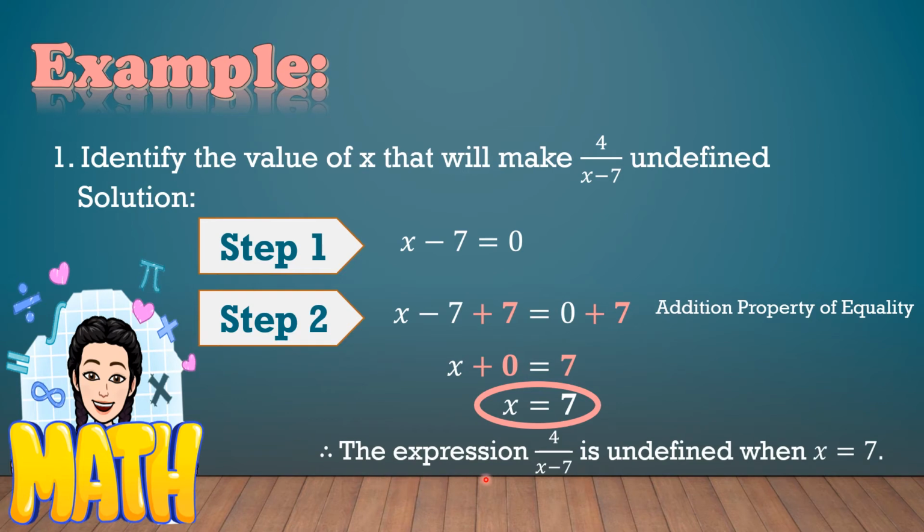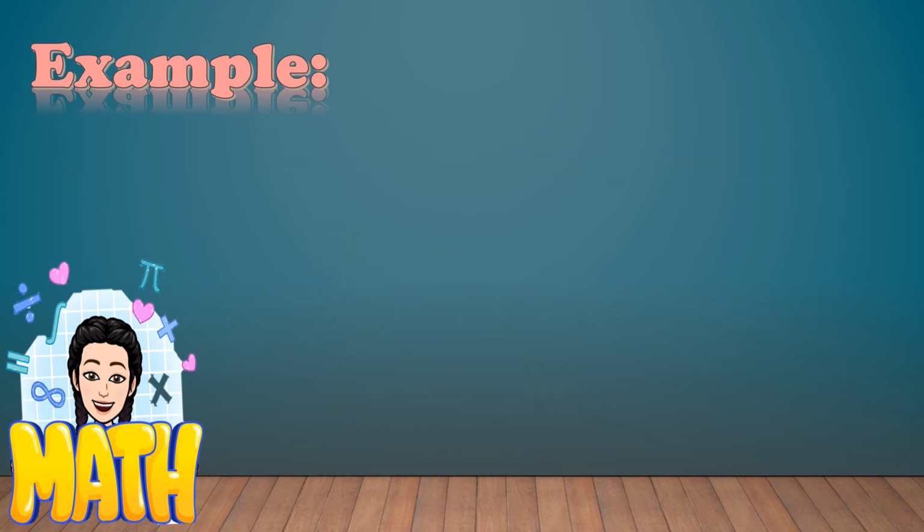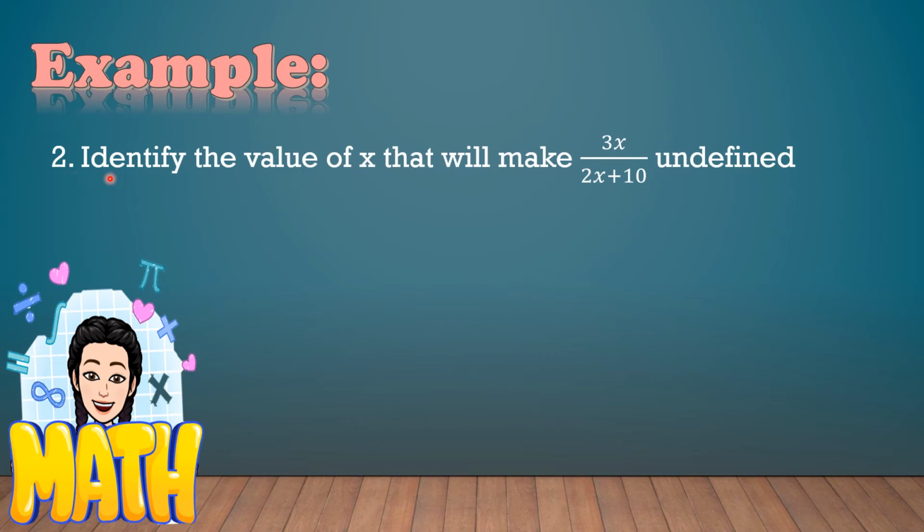Therefore, the expression 4 over x minus 7 is undefined when x is equal to 7. Number 2, identify the value of x that will make 3x over 2x plus 10 undefined.